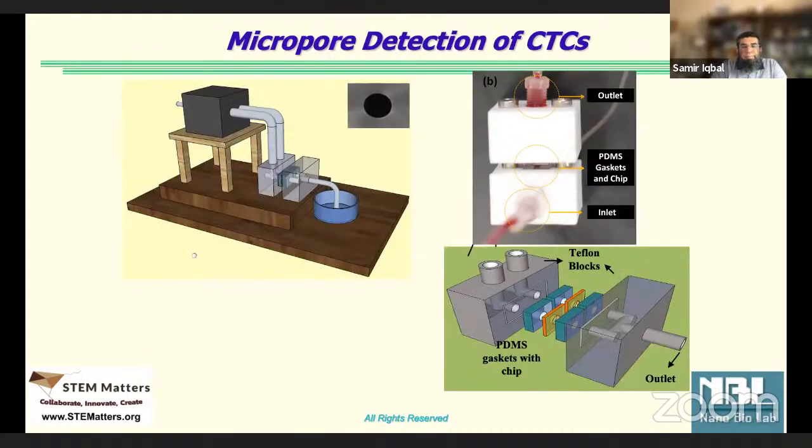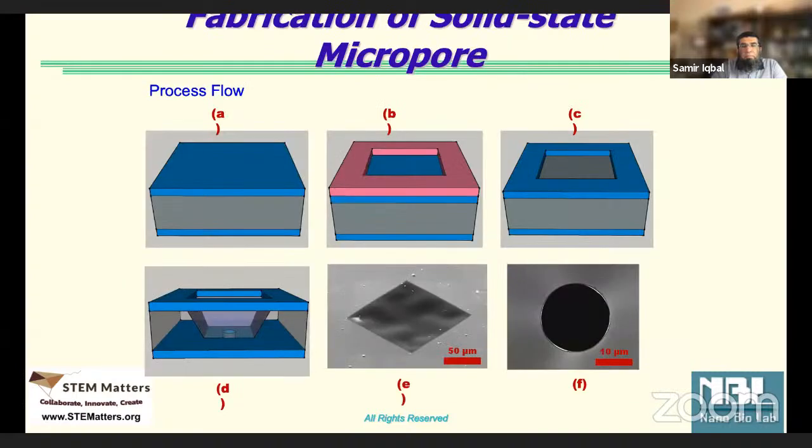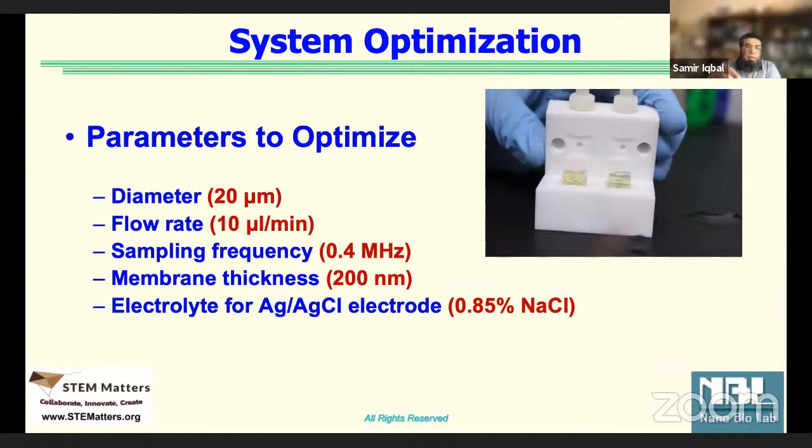Micropores, we create them and we sandwich them into a measurement system. So this is the fabrication process going from A to F. And then you package it into kind of a block where now you have microchannels attached from both sides, and you can optimize the flow depending on what cells you're measuring and how quickly you want to process all of them.